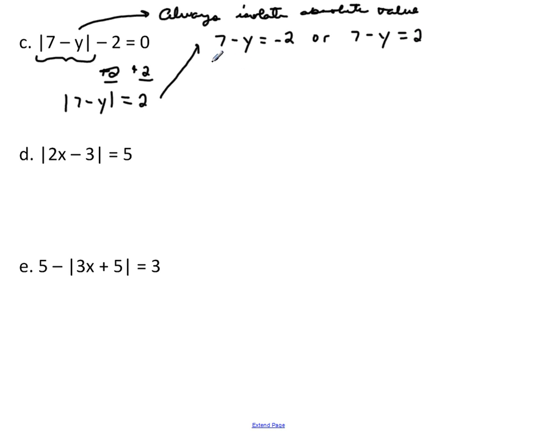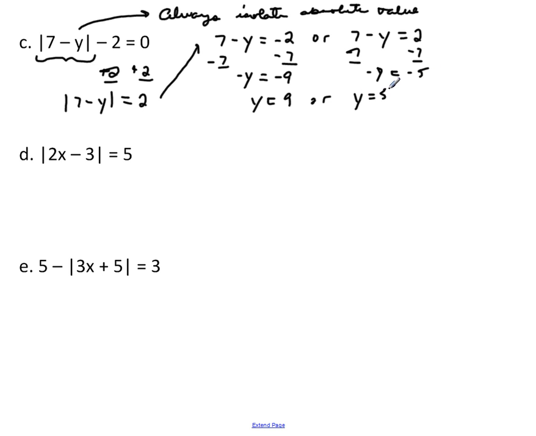Now we've got two equations to solve. Let's just run through it. If we subtract 7 from both sides, we'd get negative y is equal to negative 9, and therefore positive y would have to equal positive 9. Or if we subtract 7 from both sides of the equation equally, we get negative y is equal to negative 5, which is to say y is equal to positive 5.